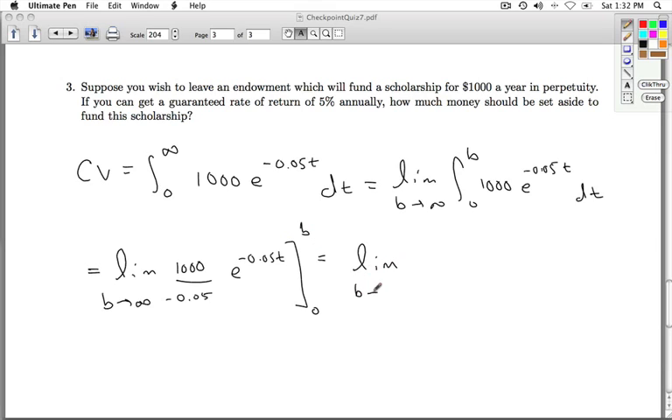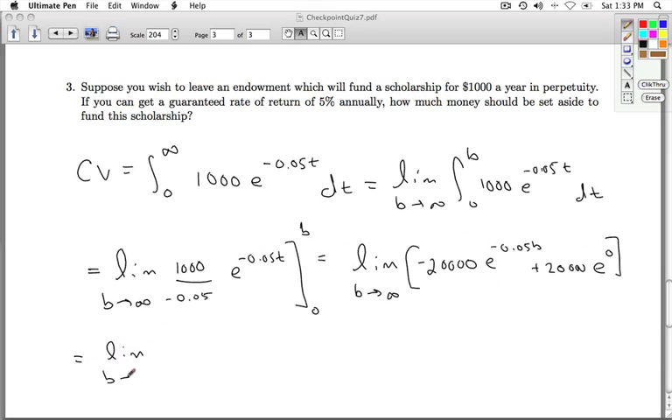So limit as b goes to infinity. 1,000 divided by 0.05 is 1,000 divided by 5 over 100, which is 1,000 divided by 1/20th, which is 1,000 times 20. So this is a negative 20,000 times e to the negative 0.05b. Minus what I get when I substitute in the 0. Well, there's already a negative there, so that's going to make it a positive. E to the 0 times 0.05, that's e to the 0.